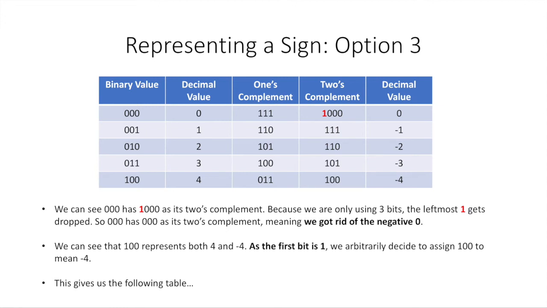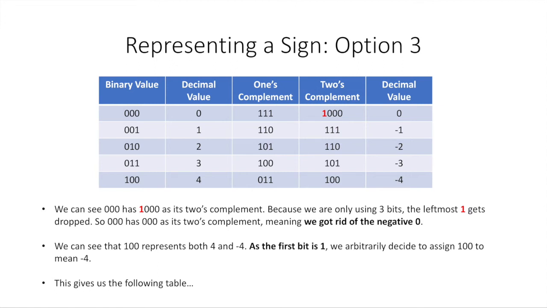So we take the value for 1, which is 0, 0, 1. Now we flip its bits. That becomes 1, 1, 0. That's the ones complement column in the middle here. And then we do a binary addition of 1 to that number. So we get 1, 1, 1. 1, 1, 1 becomes negative 1 in this 3-bit 2's complement system.